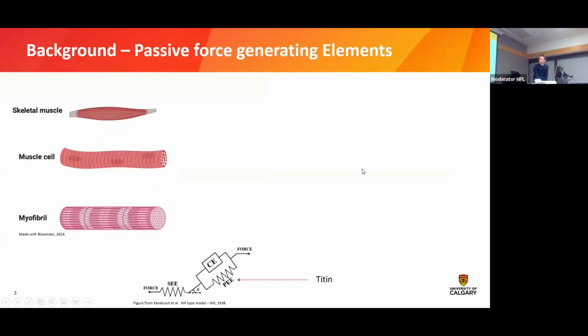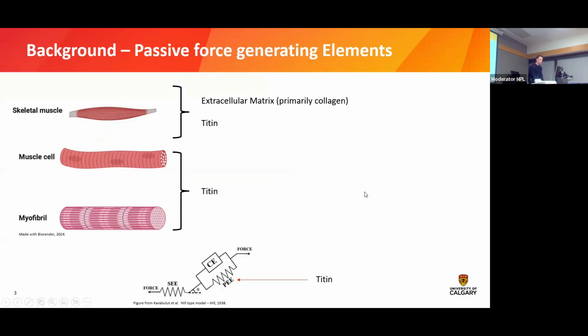So how do we generate passive force? Passive force in muscle really comes from two main sources. At the level of skeletal muscle, it comes from the extracellular matrix, which is primarily collagen. It also comes from things like surrounding connective tissues. You have the fascia around the muscle. There's all sorts of different types of connective tissue elements that help generate passive force.